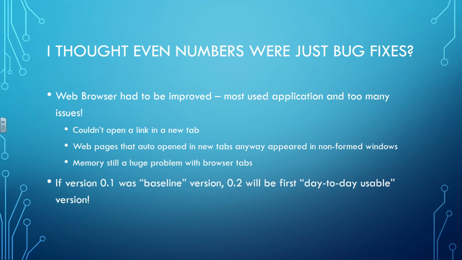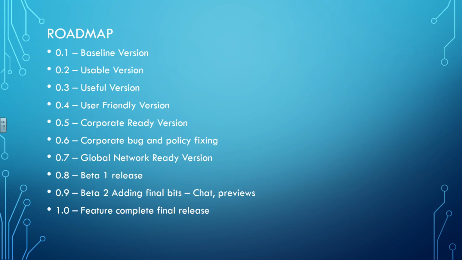So although this version was supposed to be only bug fixes, I really had to fix the web browser because it's the most used application and you couldn't do things like open a link in a new tab. If a web page was supposed to open a link in a new tab, it would open in a malformed window, so you couldn't actually do anything with it. And memory was a huge problem with browser tabs. So while version 0.1 was the baseline version, version 0.2 is pretty much day-to-day usable.